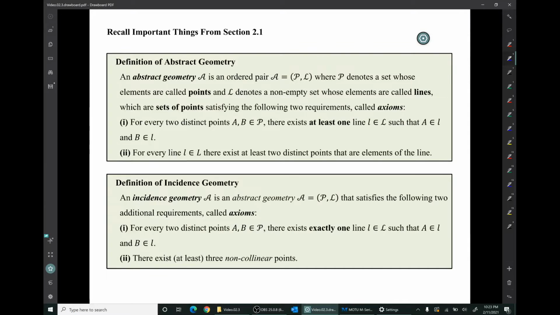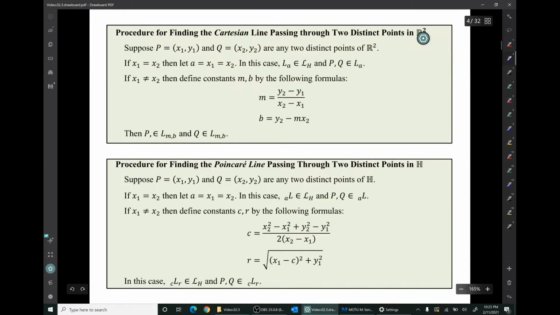Recall some more recent things from section 2.1, the definition of abstract geometry and the definition of incidence geometry. The procedure for finding the Cartesian line passing through two distinct points in R2. And the procedure for finding the Poincare line passing through two distinct points in the upper half plane.